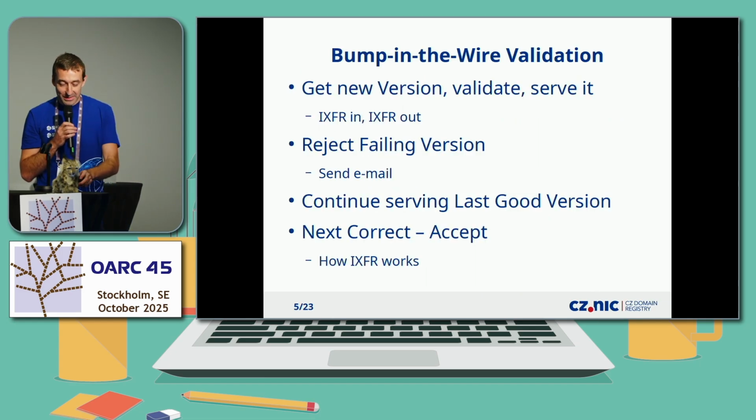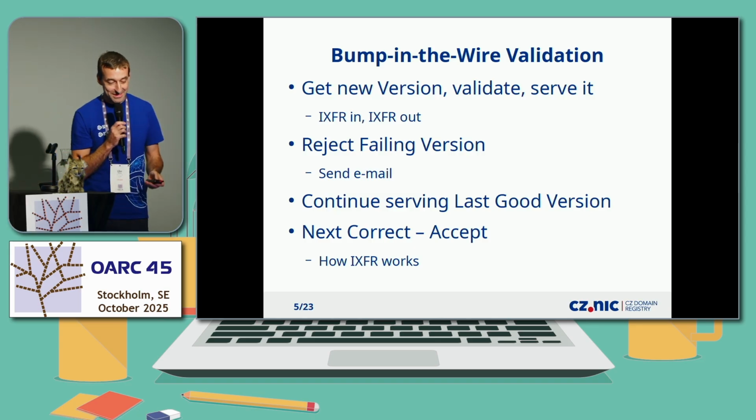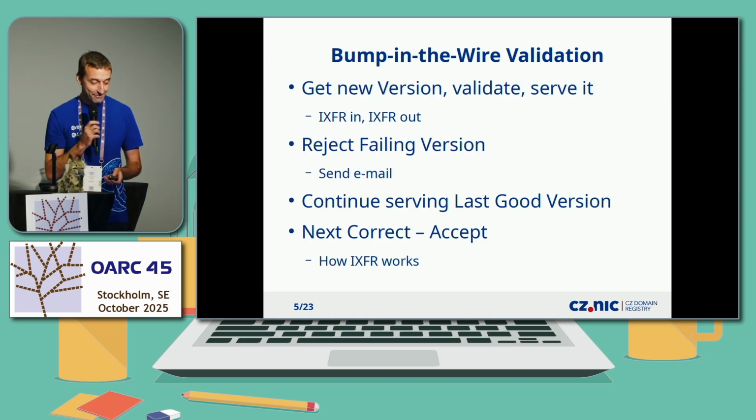So before we talk about them more, I would like to also state some requirements for those validators. As I said, those validators should work with incremental zone transfers, both for input and for output. If the newest version of the zone is somehow broken, they should reject it and continue serving the previous last good version. And if the issue fixes itself in the subsequent update, they should resume operation with the newest version. So this is what I would expect from such a validator.